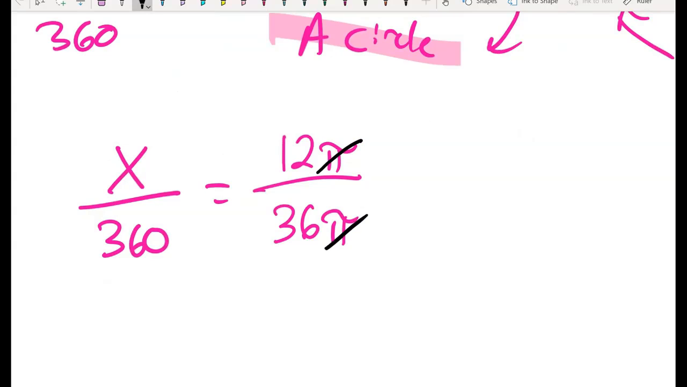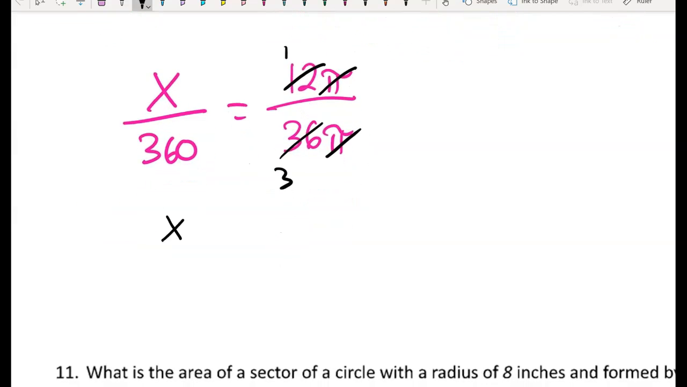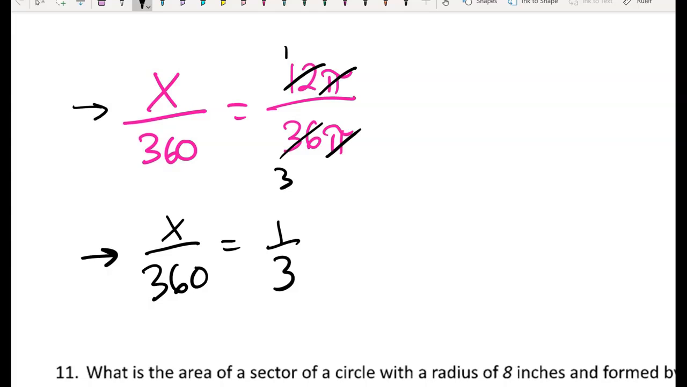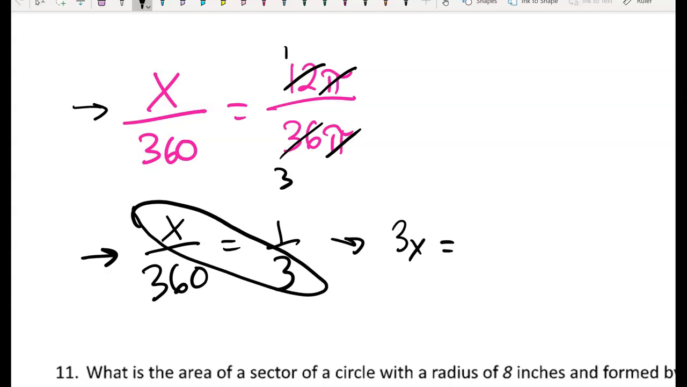Pi divided by pi is just 1, because anything divided by itself is 1. And if I divide 12 by 12, I get 1. And if I divide 36 by 12, I get 3. So if I wanted to reduce this before I start multiplying across, these equations are equivalent. And the reason I might recommend simplifying to the bottom one is just to make the calculations when you type them into your calculator a little bit easier. Because now when I multiply across, 3 times x is just 3x, and 1 times 360 is just 360.